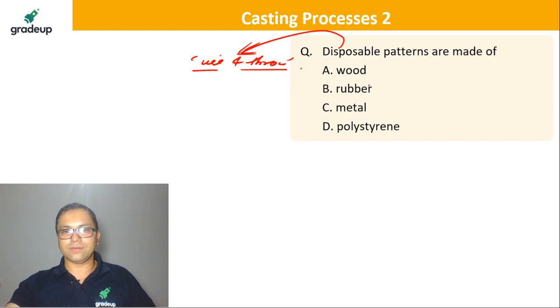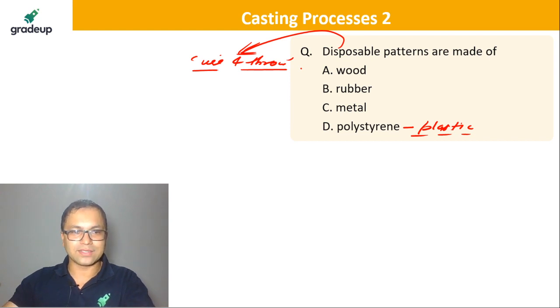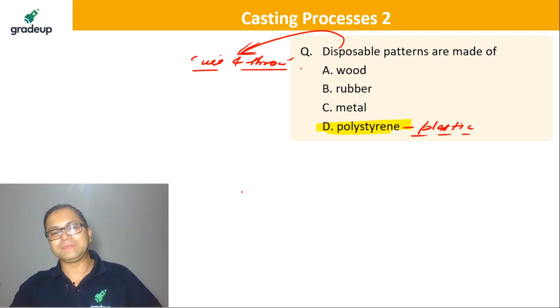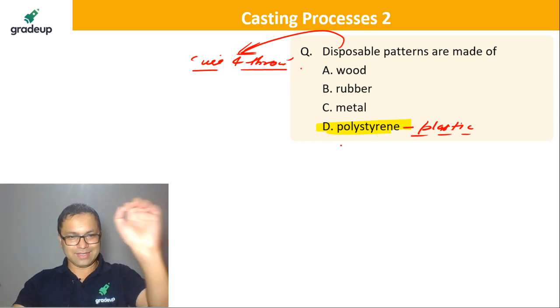So obviously, this is wood, this is rubber, this is metal, and this one is a plastic. Let me tell you that polystyrene is a plastic, right? So which would you use just once? That is what it's trying to tell you. So obviously the answer is plastic. Plastic won't last, so maximum once we'll be able to use this if made properly. So the answer here is D.